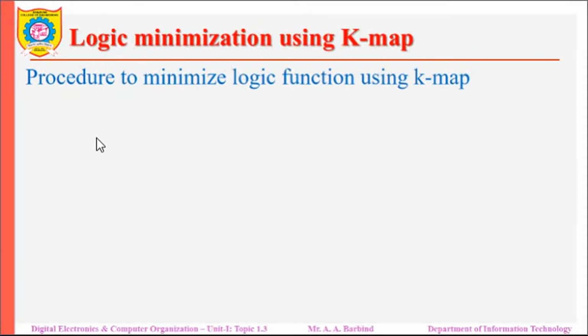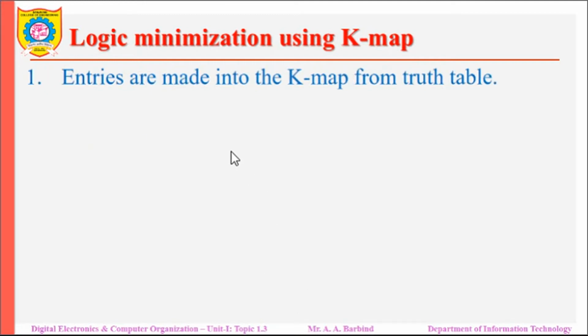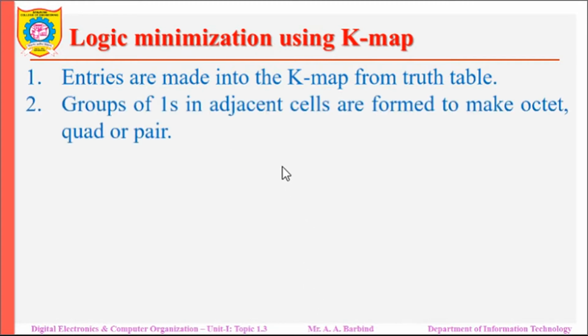Hello students, now let us see the procedure to minimize logic functions using K-map. The first step is to make entries into the K-map from the truth table. Then groups of ones in adjacent cells are formed to make octet, quad or pair.